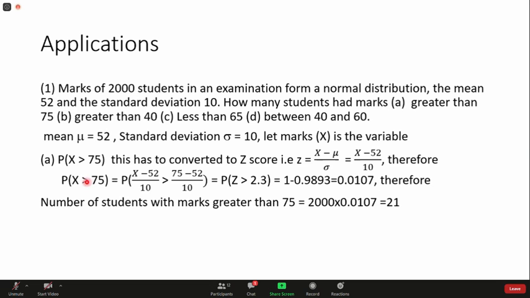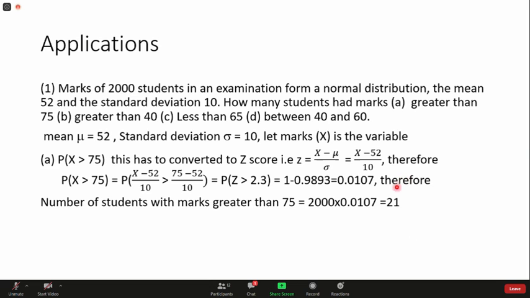Remember the logic behind here. If the probability is calculated, we know the total number of students, 2000. Multiply this probability by 2000, then you get the number of students. Now we are calculating the other way. Earlier, if you know certain frequencies, we calculate the probability by dividing by 2000. If you know the probability, you can multiply by the number of students here.